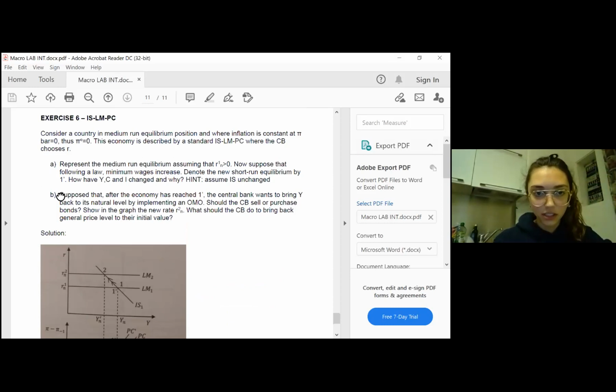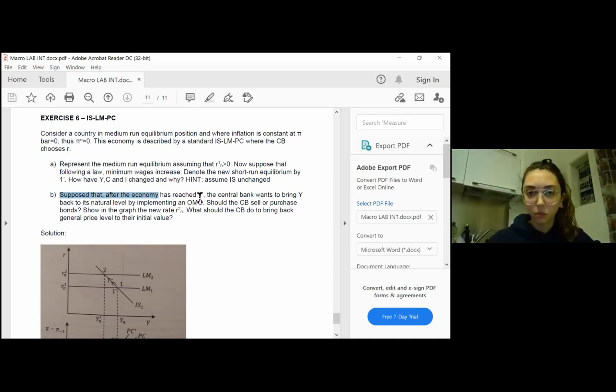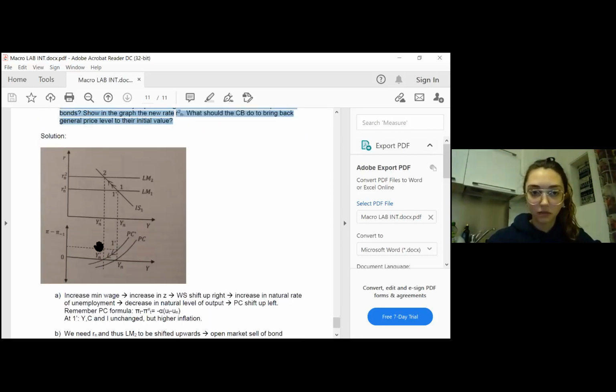Now, next question. Suppose that the economy has reached 1 prime. The central bank wants to bring Y back to its natural level. So that's what we were saying, by implementing an open market operation, an OMO. Should the central bank sell or purchase bonds? Showing the graph the new rates, what should the central bank do to bring the general price level back to its initial value? Because you guys have to be careful here.